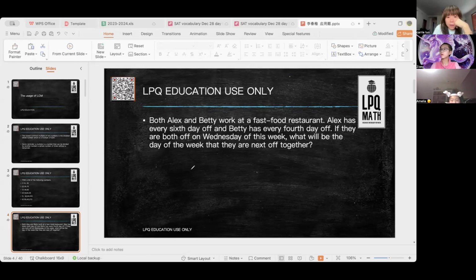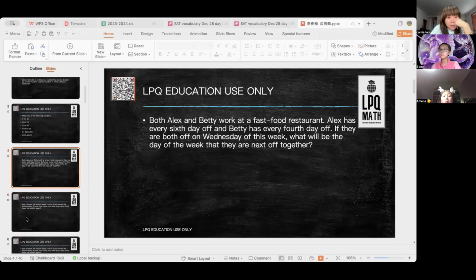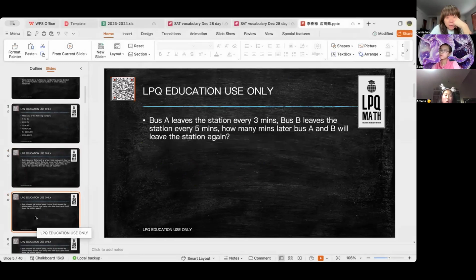Okay, so we know that for every 6 days off Betty has, Alex has off 4 days. So 6 and 4, what is the lowest common multiple for 6 and 4? 12, right? So that means every 12 days, they're going to have the day off together. Okay, so this question should be very easy. So let's take a look at this one.